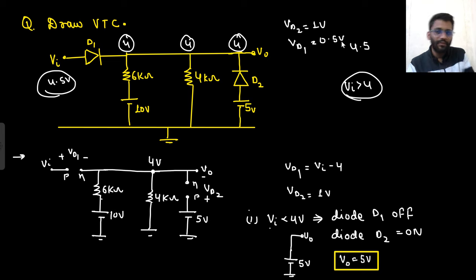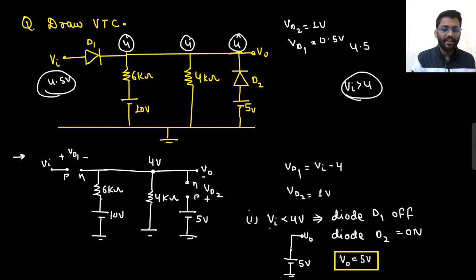It's not that just because Vin is greater than 4 volt, you can turn it on. D2 will say, I am the boss. Now, what potential do you need at Vin so that D1 becomes the boss? So that D1 can say that now I will decide the condition for D2. You need Vin to be greater than 5 volt.